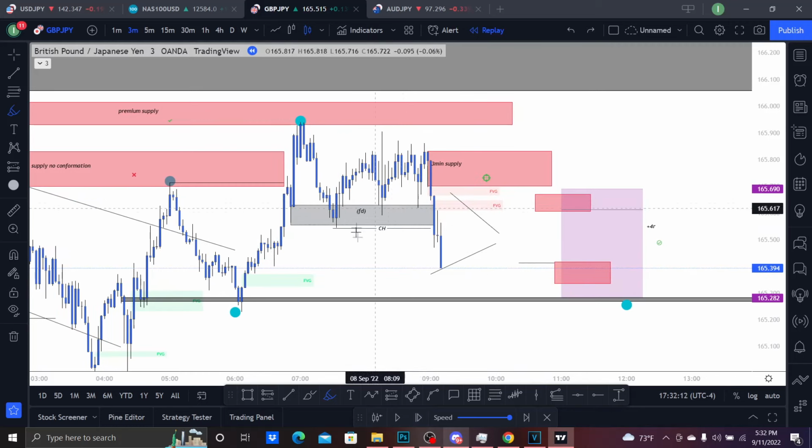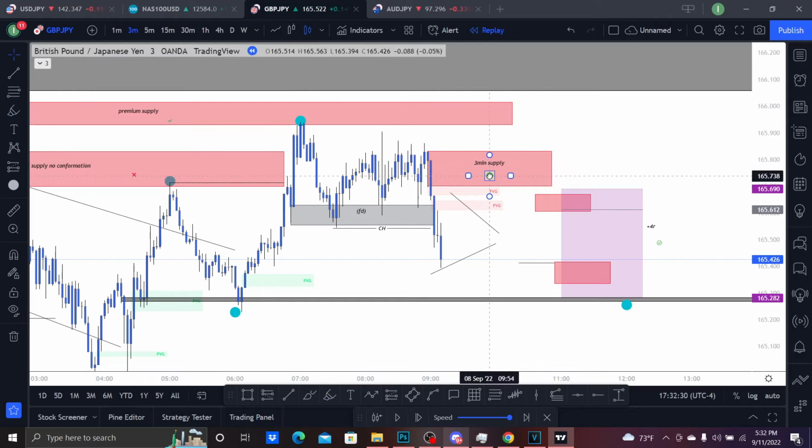We end up breaking down here, clearing out all this liquidity. So this ends up giving me a nice clear POI. You can see that we have a fair value gap attached to it, so that's high probability for me. And also we're going to be confirming this area one more time on the 1 minute time frame.